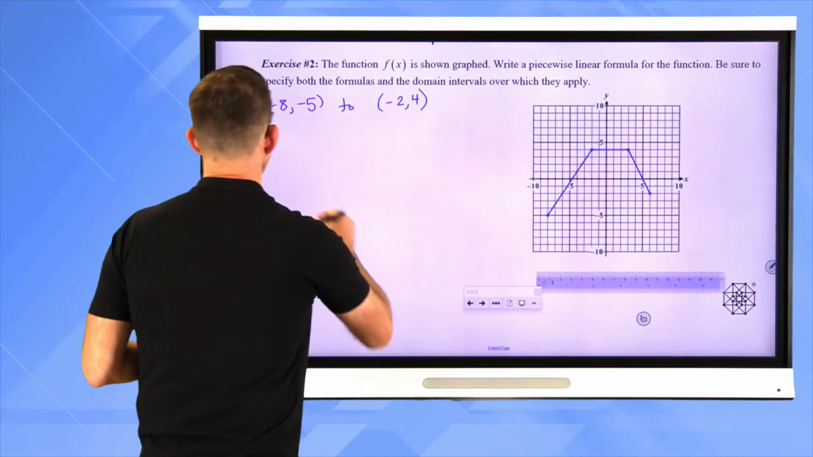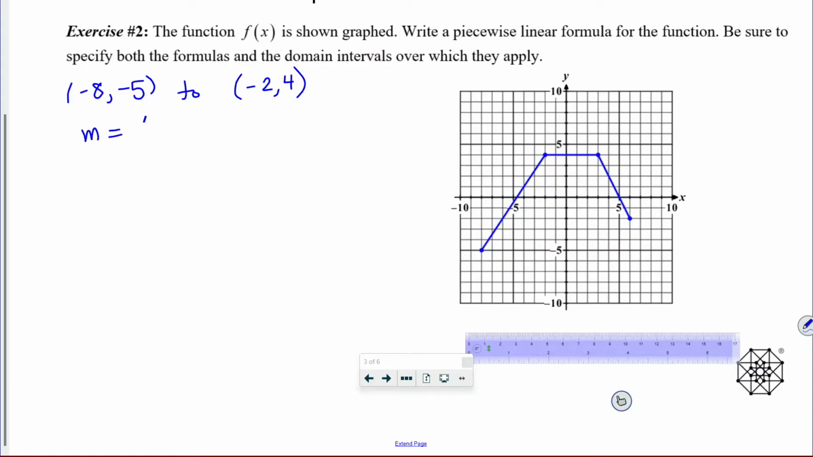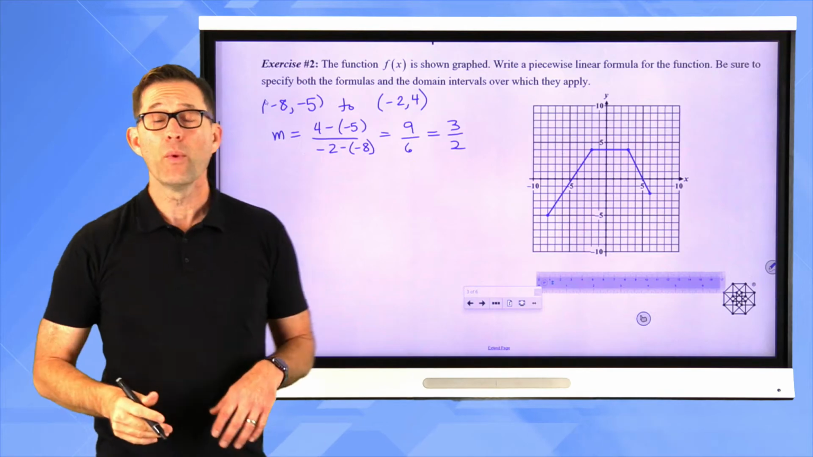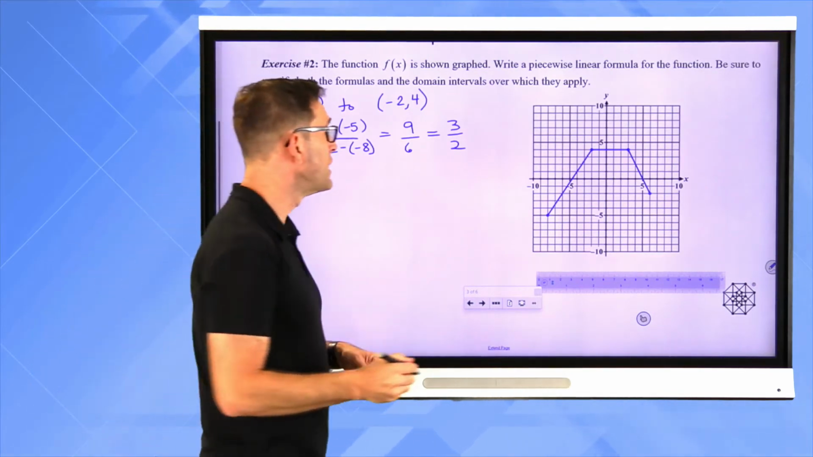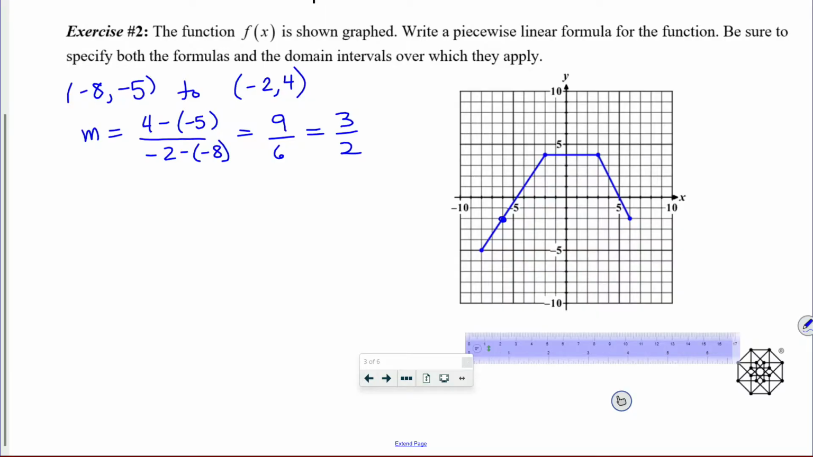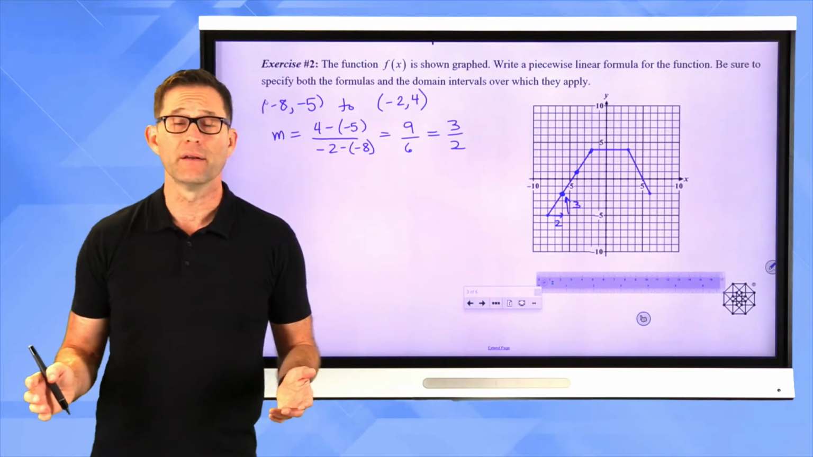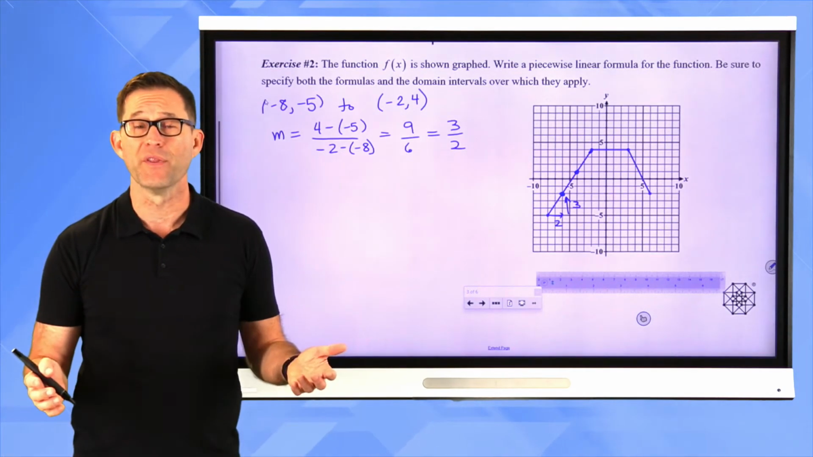So for instance, for my slope, I can say that's 4 minus -5 all over -2 minus -8. That's 9/6, and that's 3/2, right? We could also tell the slope graphically by looking at the line and coming up with some additional points on it and saying, oh, well, we have a run of 2 and we have a rise of 3. And that's perfectly fine if you're just trying to come up with this thing.